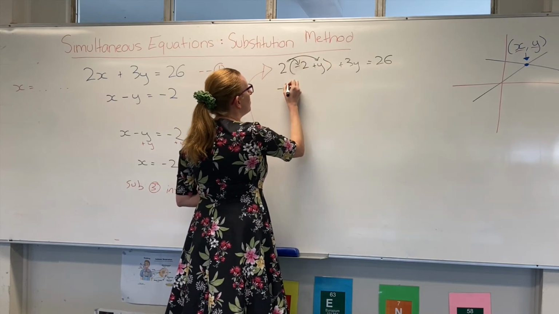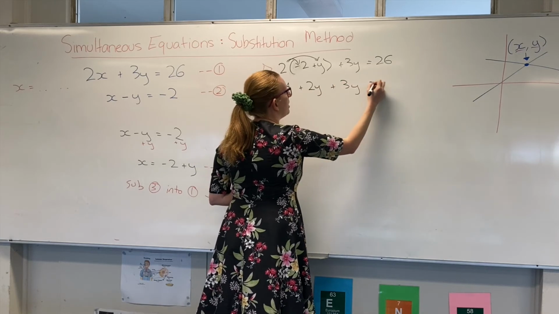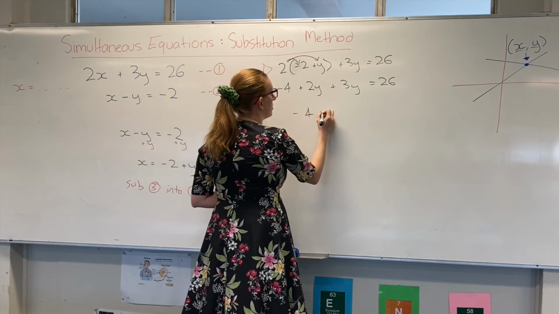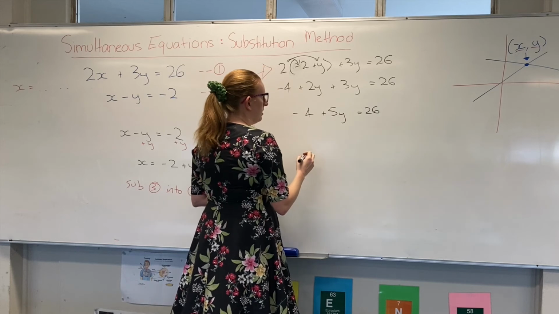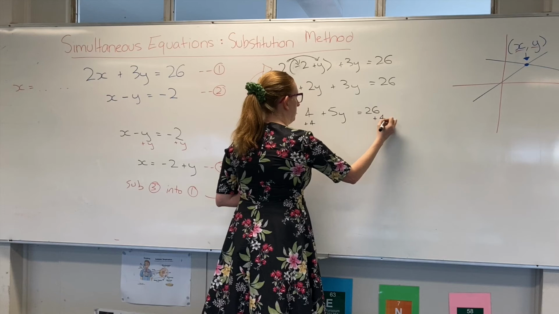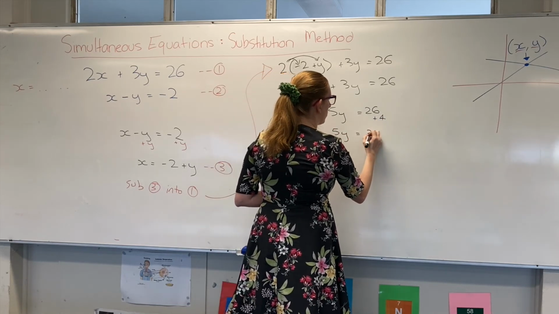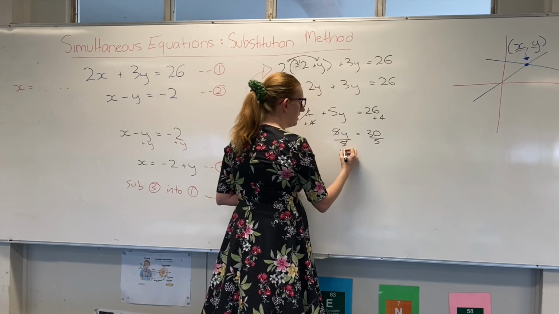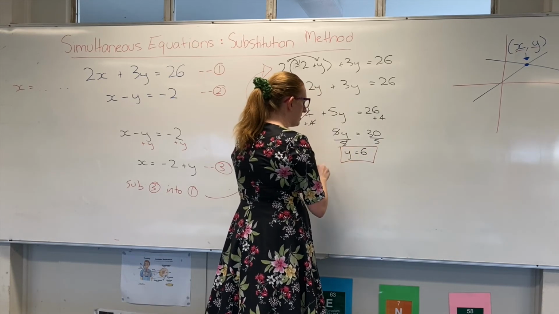So that'll be negative 4 plus 2y plus 3y equals 26. Collect like terms. So minus 4 plus 5y is equal to 26. So now I need to add 4 to both sides. They're gone. So now I've got 5y is equal to 30. Divide both sides by 5. They cancel out, so I've got y is equal to 6. There's half my answer, and I'm running out of space.